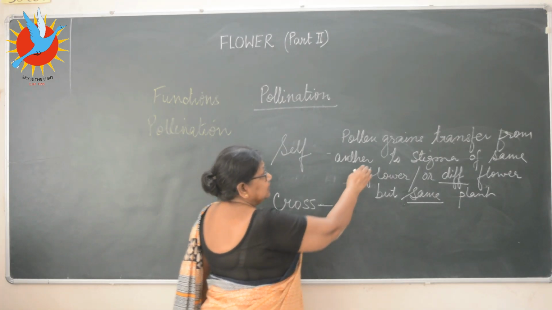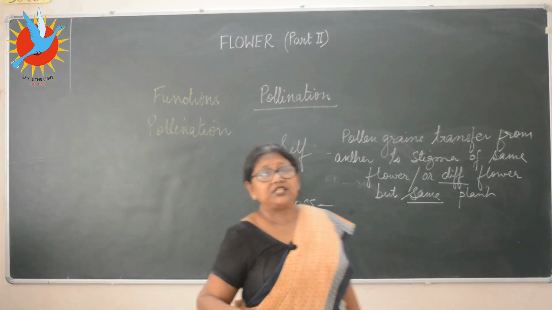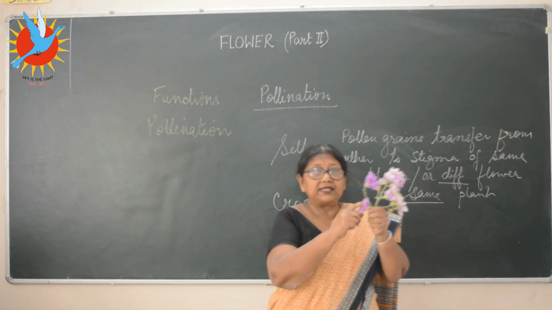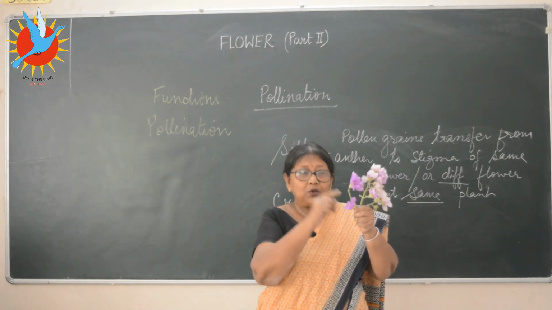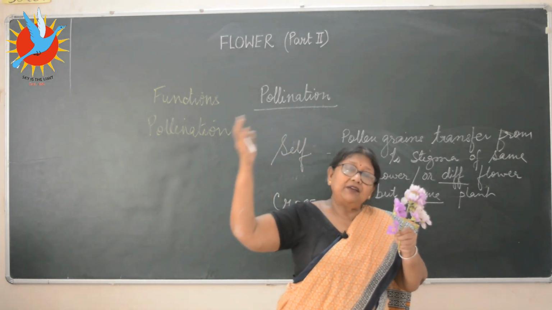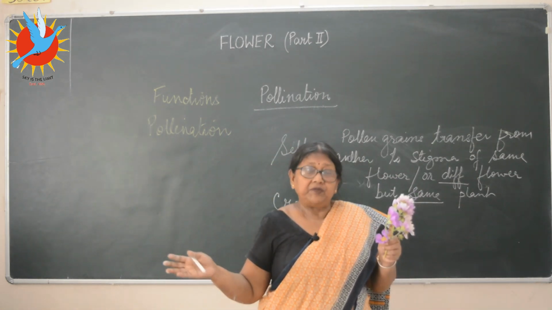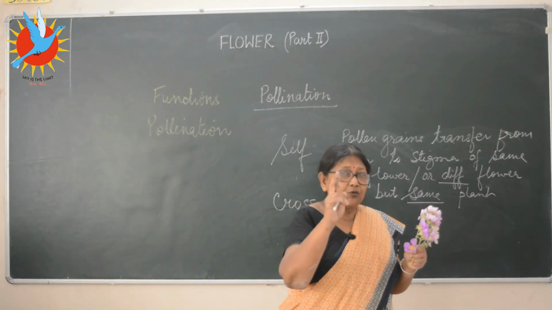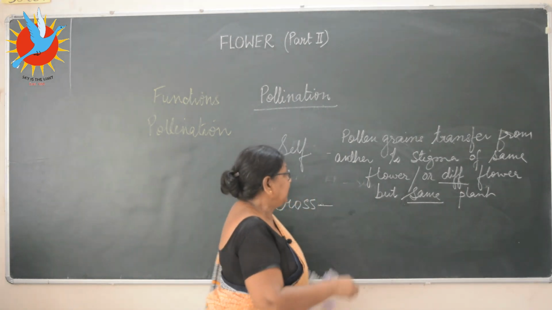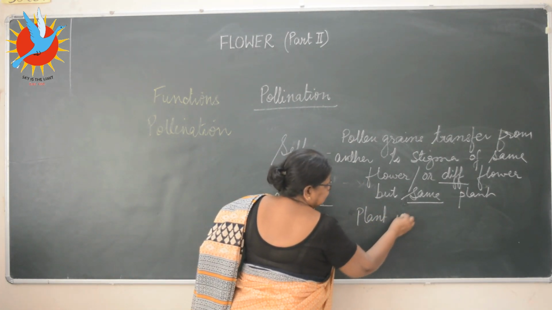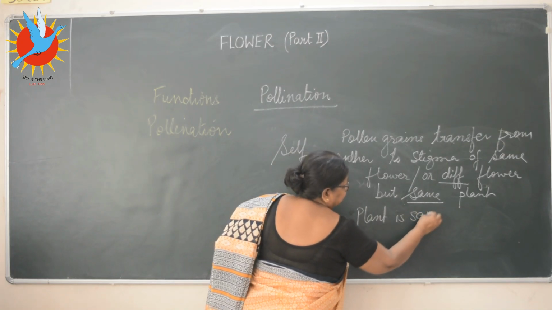cross-pollination, that means it will be just opposite. Cross-pollination means when the pollen from the anthers of one flower from one plant is transferred to another flower of a different plant. Same species, but the plant has to be different. So what are the two points you are learning here? Keep it in your mind. For self-pollination, the plant is same.